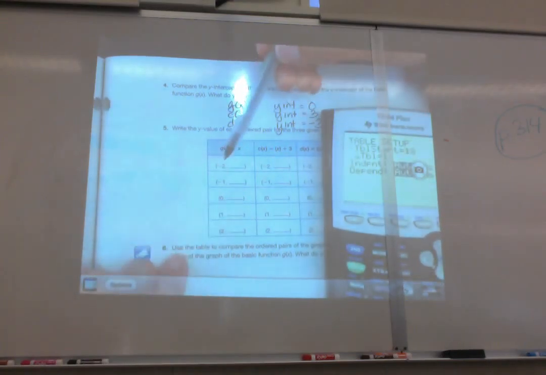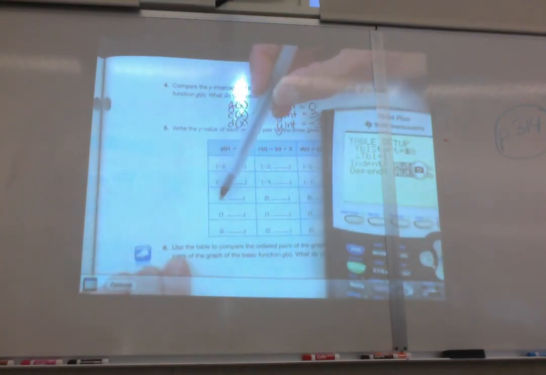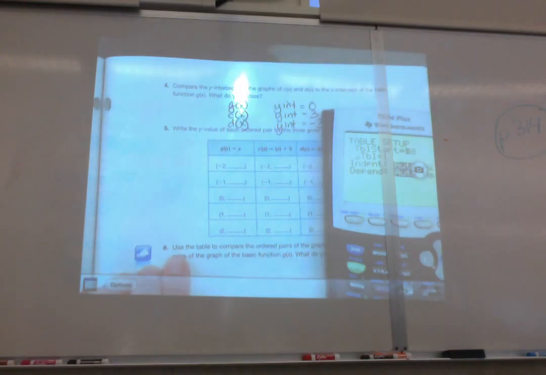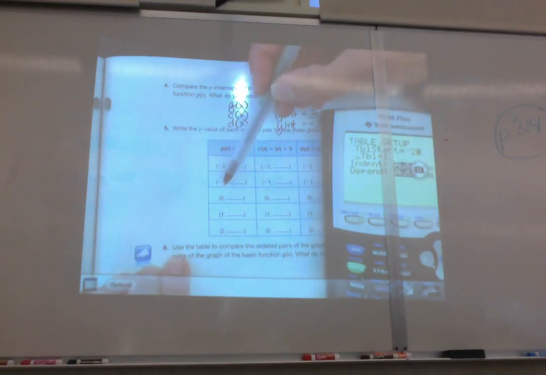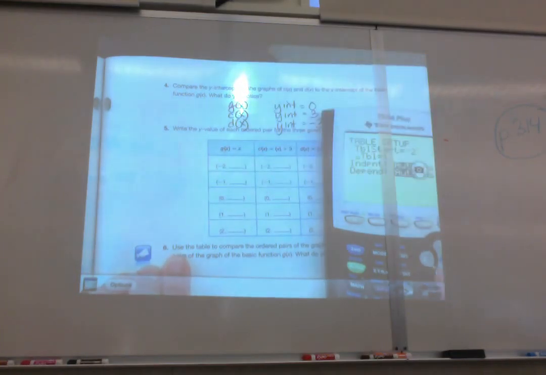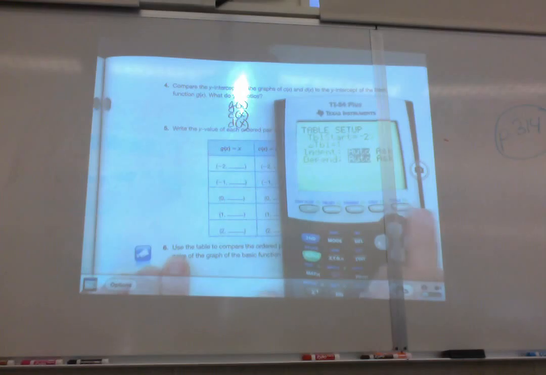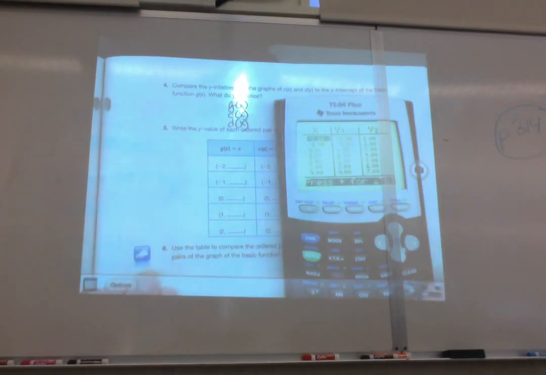And when I do a table set, I want to put in what my x's are going to be. So the lowest x I'm seeing there is minus 2. Where it says table start, I'm going to put negative 2. And these are going up by 1. So that's what we have already. Change table 1. Now table is over here, above the graph feature. Second table. There we go.